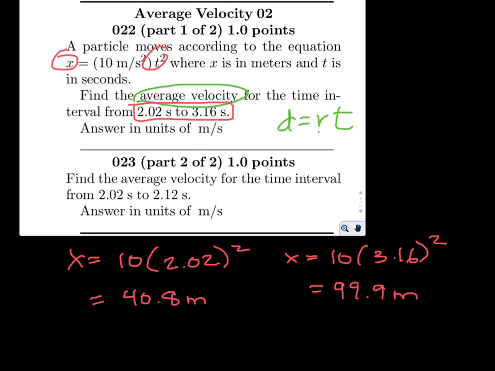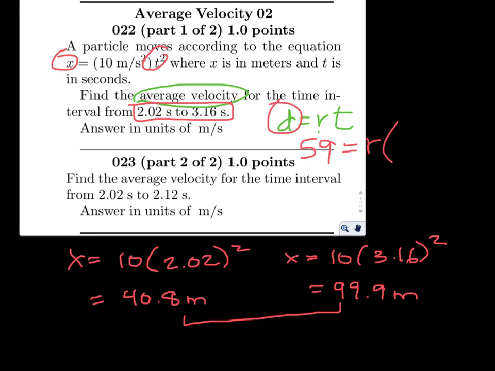Okay, so how far did he go during that time interval? He went from 40.8 meters to 99.9 meters. So if we take the difference between those two, we find out the distance he traveled, that's going to go in for distance, is 59 meters. It's pretty much 59, 59.056, close enough. And that's going to equal our rate, which is what we're solving for.